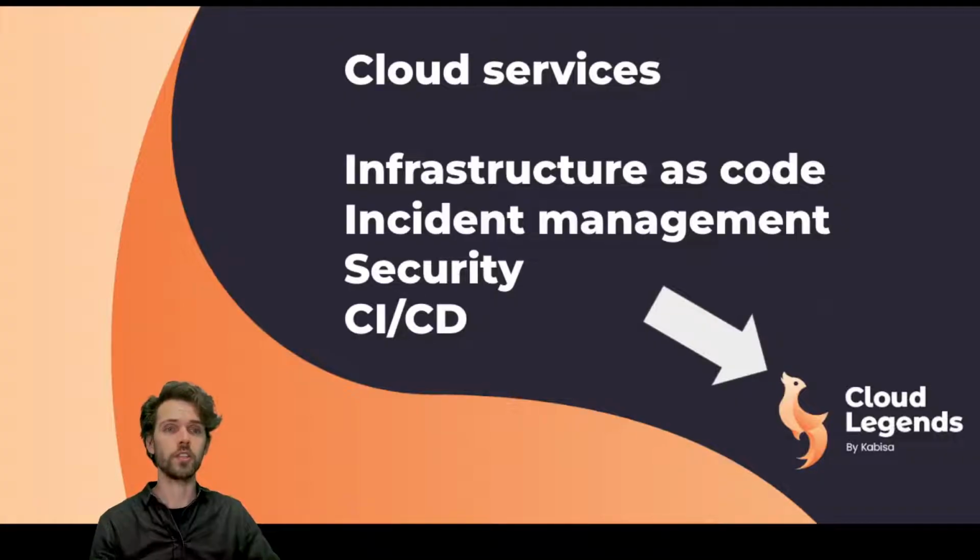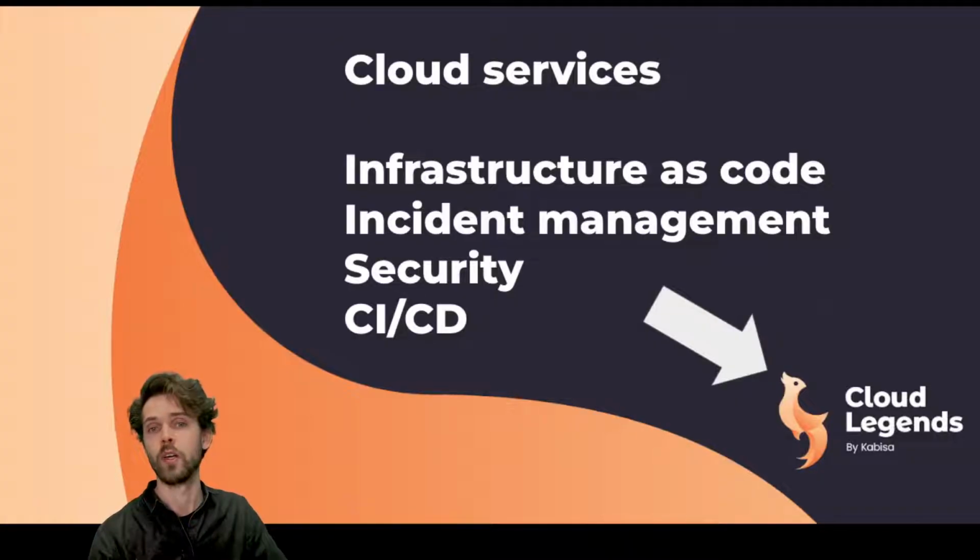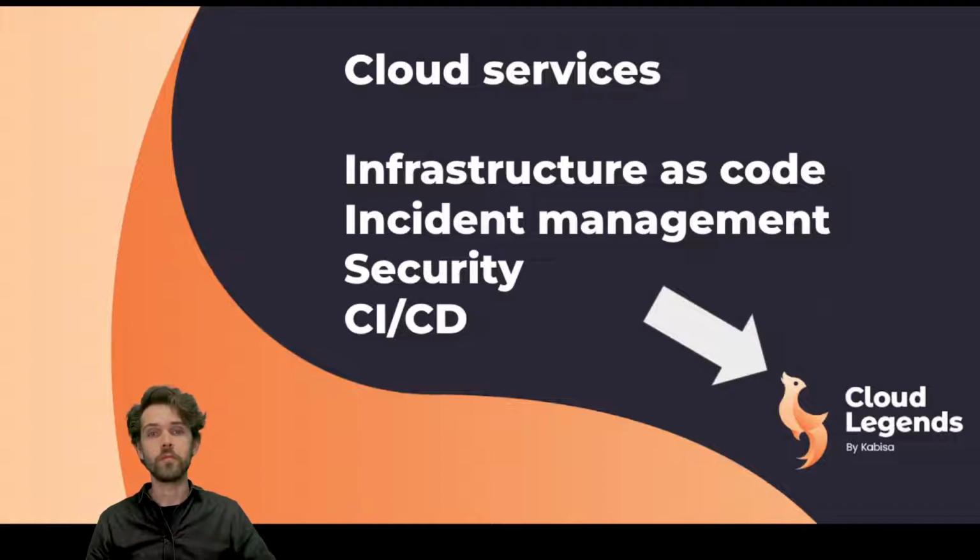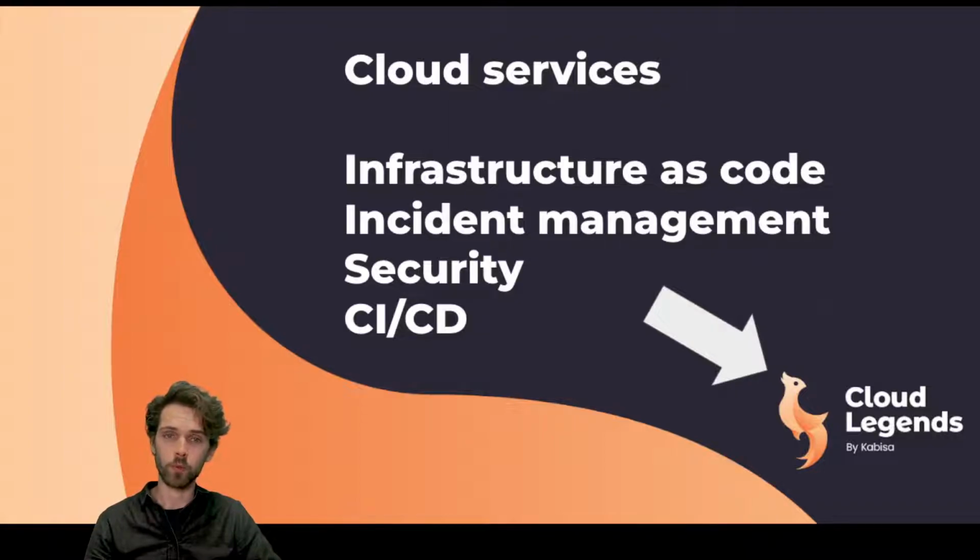So, introduction, Cloud Legends by Kabisa. What do we do? We run cloud services. So think Kubernetes, think AWS, think Azure, all of those combined. We can help you setting up infrastructure as code. We can do incident management for you. We have a specialized service for that. We can help you improve security or improve the cloud. And we can help you out with CI/CD, which is continuous integration, continuous deployment, which is also a part of SRE.